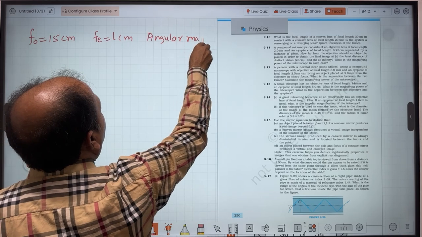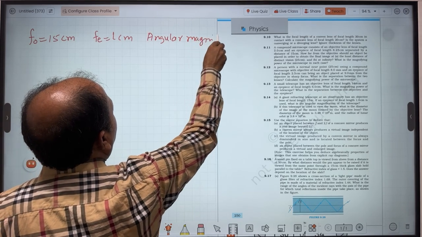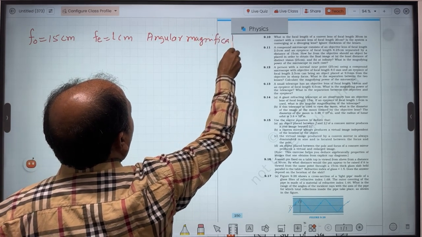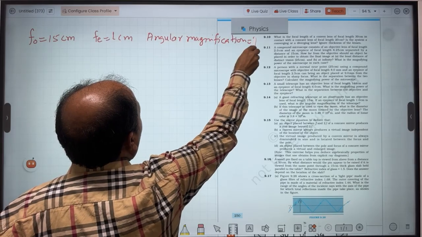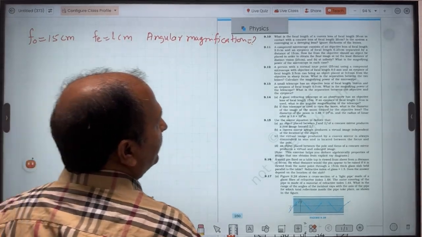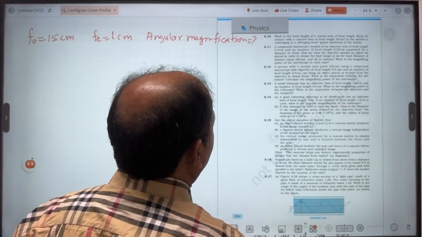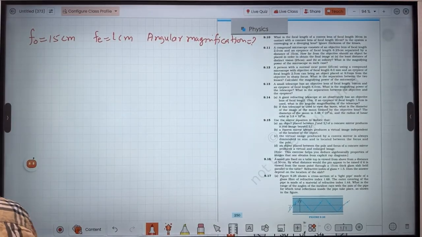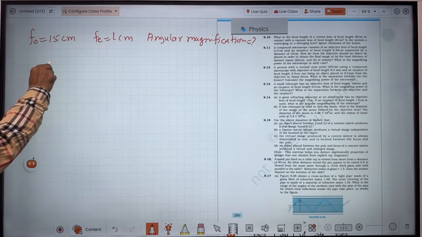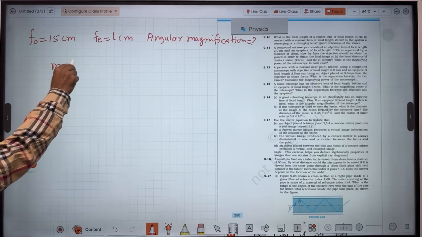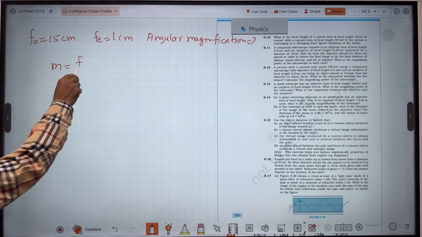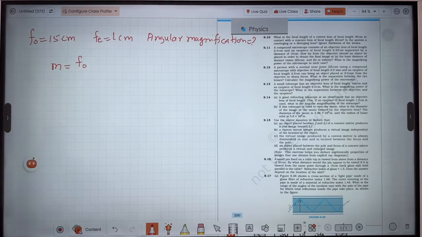Angular magnification. This is the first part. So let's evaluate it. So what is angular magnification? Angular magnification is given by FO divided by FE.